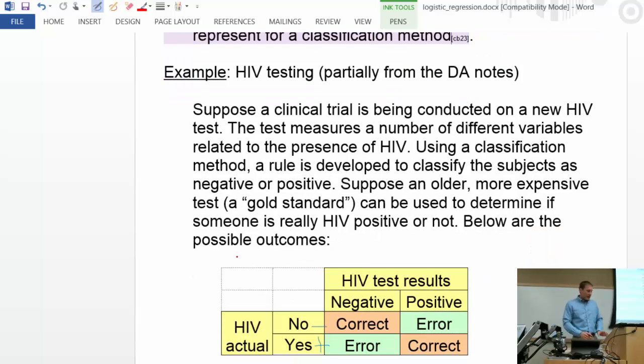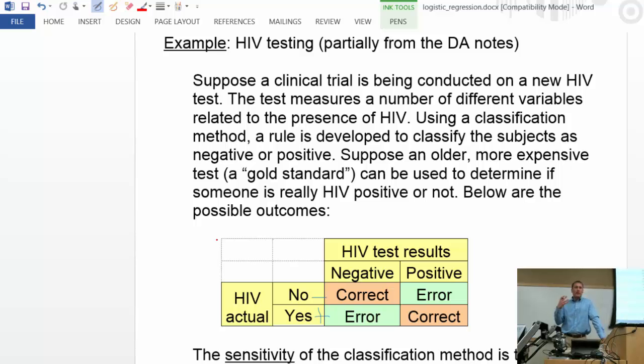And this takes us to the HIV testing example that we first saw in the discriminant analysis section. So imagine, again, you have a clinical trial, and you maybe have a new HIV test that you're trying to determine, how good is it? And you're comparing the results to what would be considered a gold standard. That basically gets everything right. But that gold standard might be a lot more expensive to use. So that's why you want to explore these new tests.